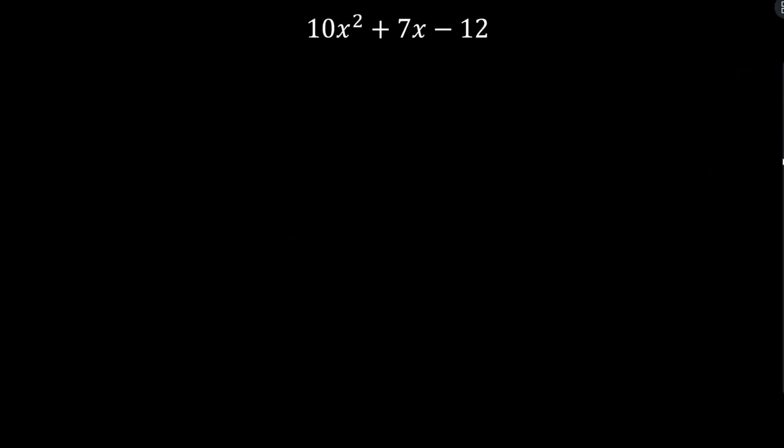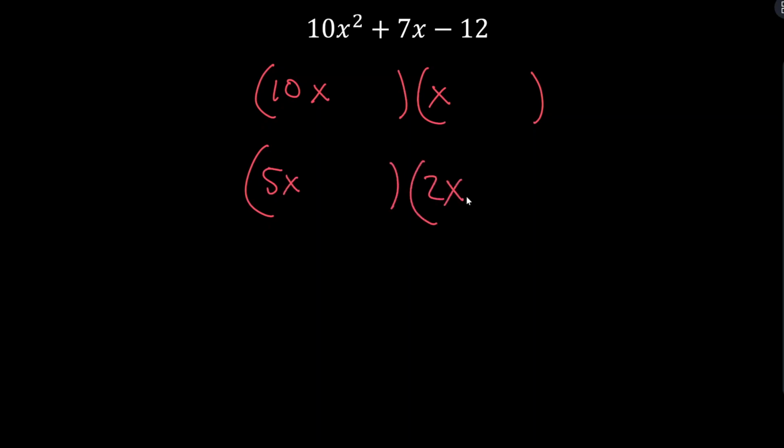So again, similar idea, but this time even harder because now the leading coefficient's not prime. This is a bummer. So we got to write out 10x and 1x, or just x. And then we got to write out 5x and 2x, because now there's two possibilities. And then we have negative 12, which also has a bunch of factors, right? We could have 1 and minus 12. We could have minus 1 and plus 12. We could have what else? Plus 3 and minus 4. And we can have minus 3 and positive 4.